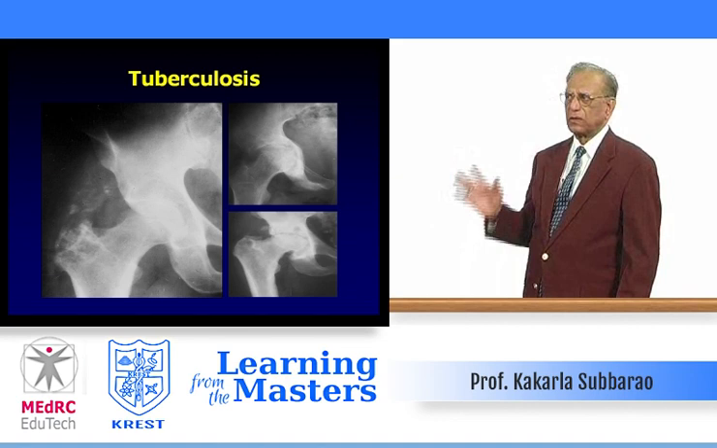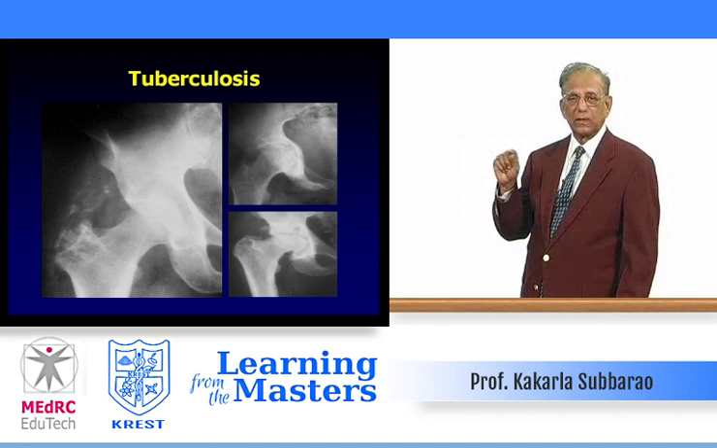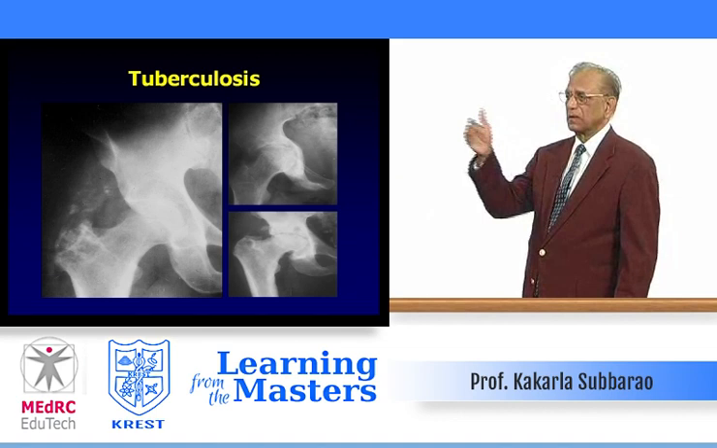Tuberculosis, as we said, early tuberculosis, you get para-articular osteoporosis, synovial effusion, peripheral erosion, then thinning of the cartilage, then of course the entire universal thinning or atrophy or resolution of the cartilage. And reactive changes on either side.